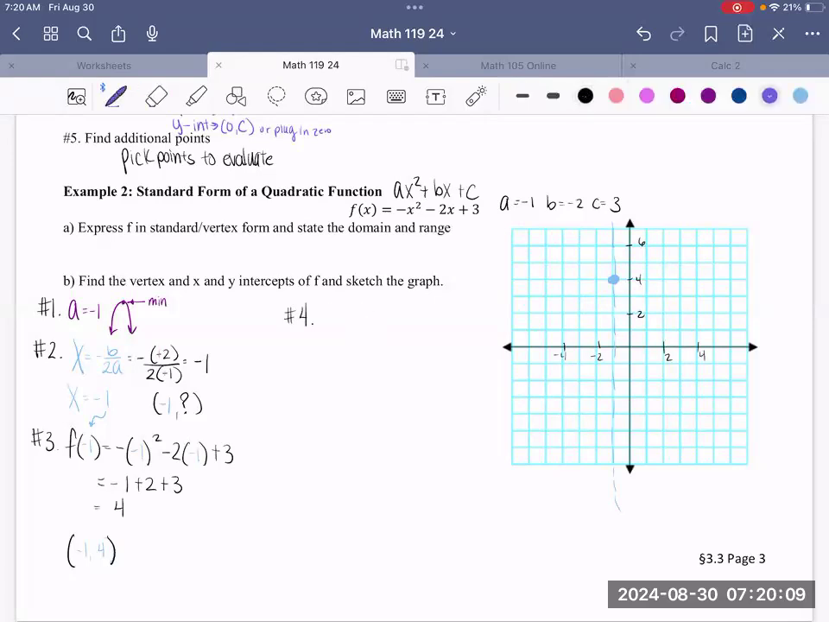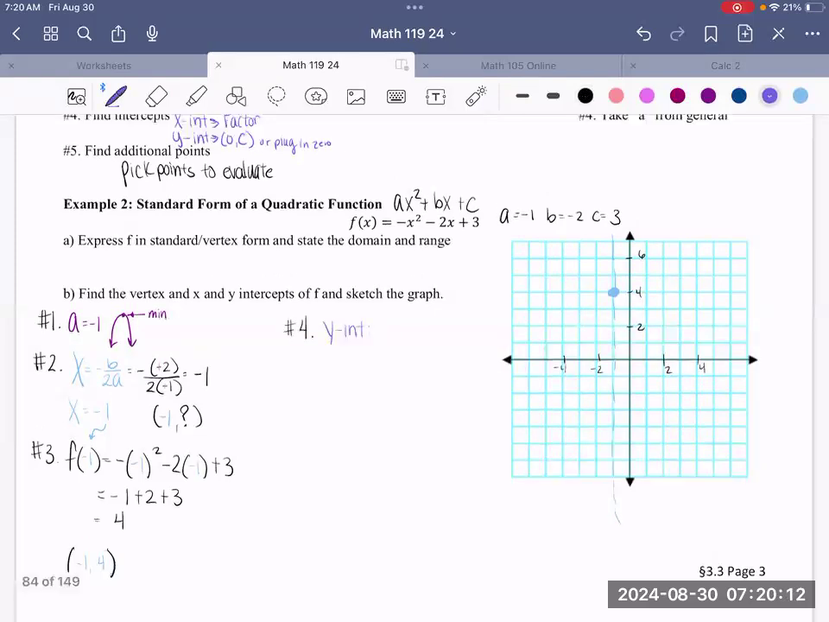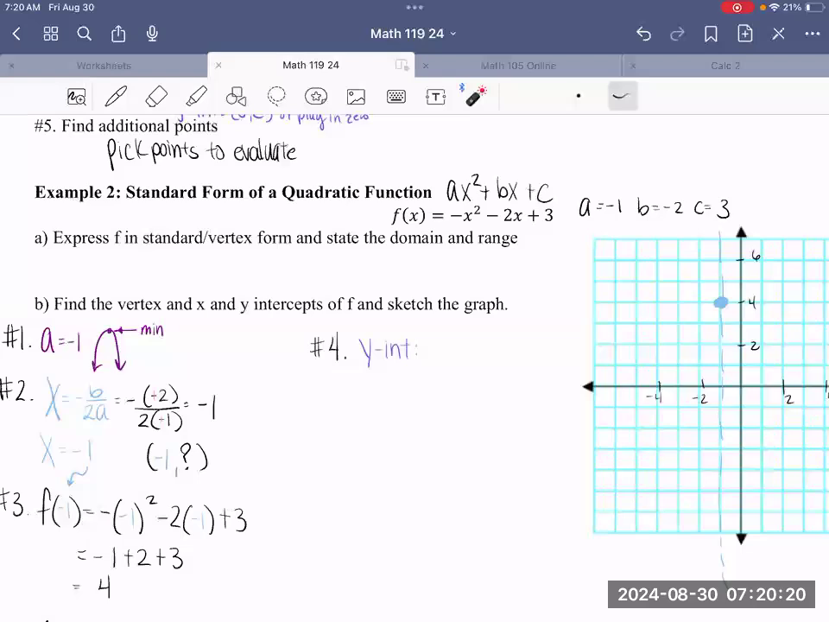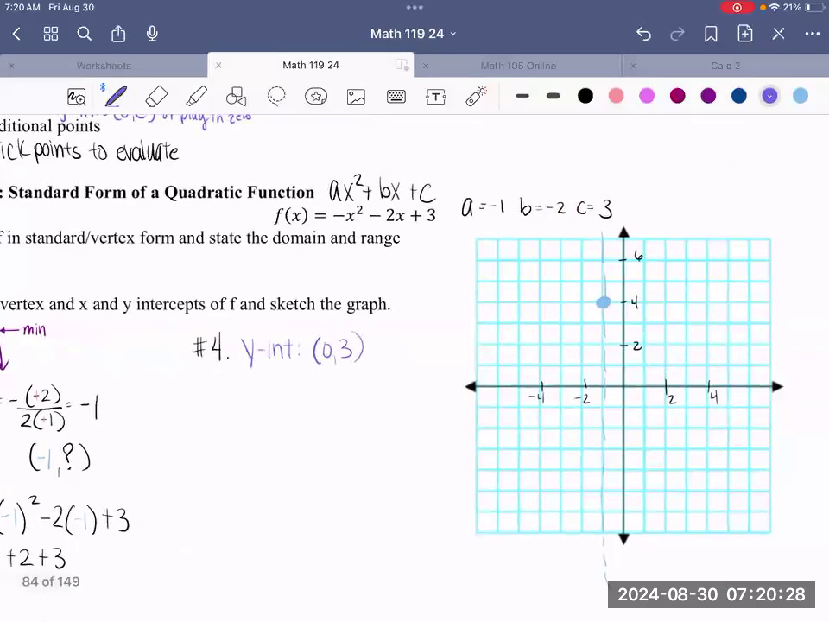So your y-intercept, we start off with that, we said was 0, c, or to plug in a 0 into your equation. So in our case, your c value is what? Your c value is 3. So we can just go ahead and say 0, 3 and put that right into your graph here. Or you can plug in a 0, and you'll still get 0, 3.